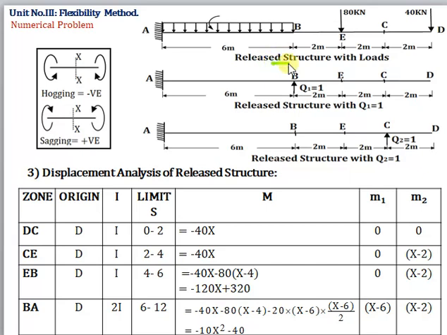First is our release structure with a load. Let's call it M. Now divide this structure into different zones. So let's say DC is the first zone. Now keep origin D. Now D is our origin. Let's say 0 or O.